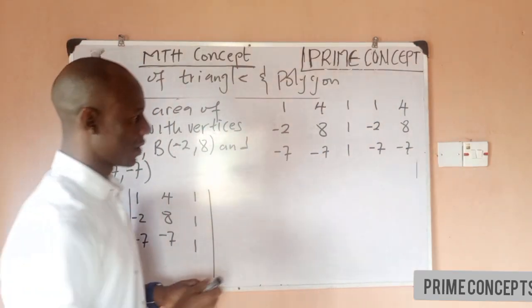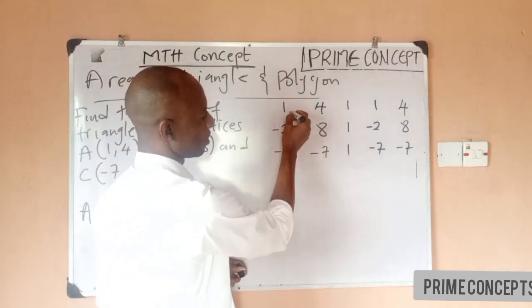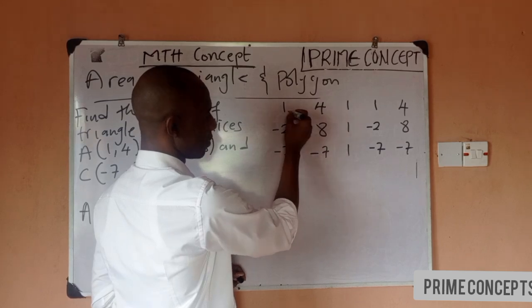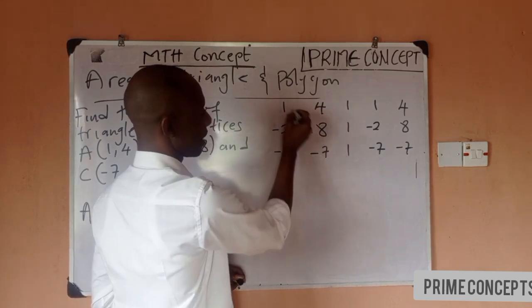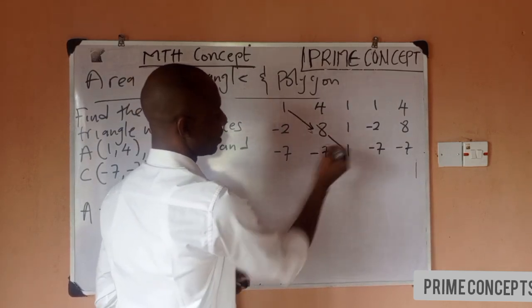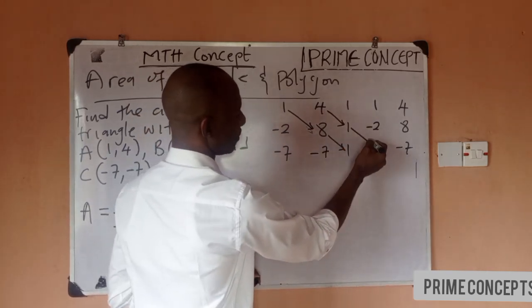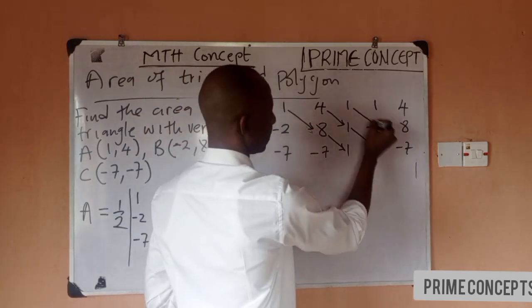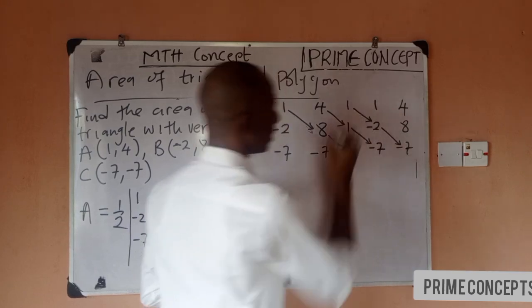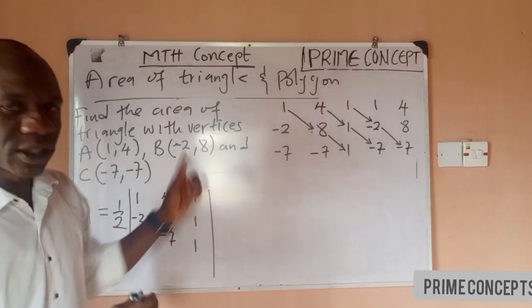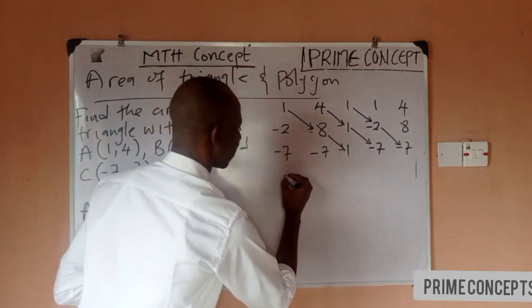Now, if I do this, I'm going to connect the diagonals, up to 3. So I would have this. This is one diagonal. Then I have another one, and I have another one, right? So I'm going to multiply in that direction.